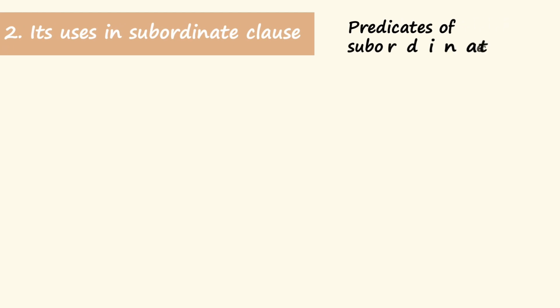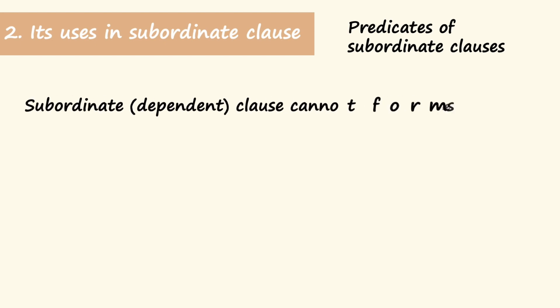The second function of the present participle is that it can be used in the predicates of subordinate clauses. Before exploring the usage of present participle in subordinate clauses, I think it is necessary to take a deeper look at the question, what is a subordinate clause? A subordinate clause or dependent clause cannot form a sentence on its own, so it is dependent on main clauses to form sentences.